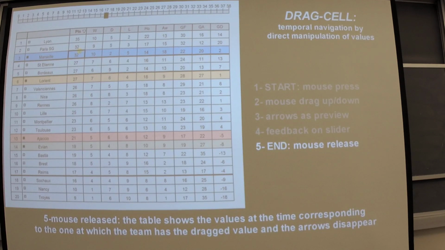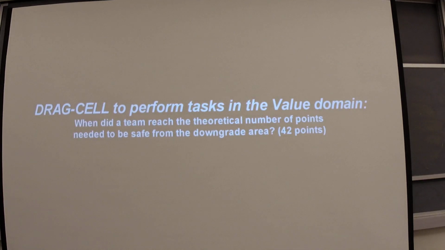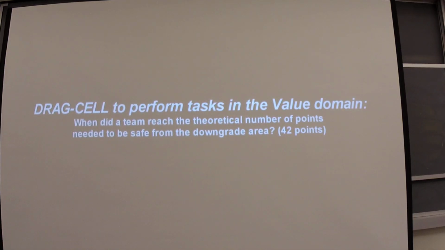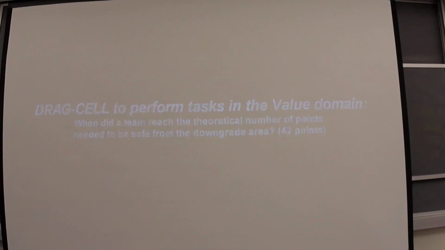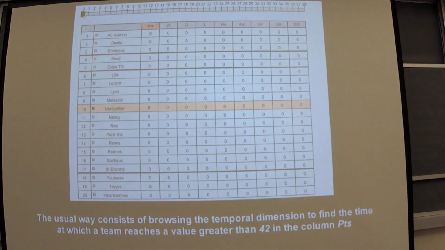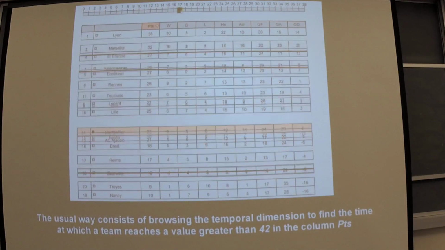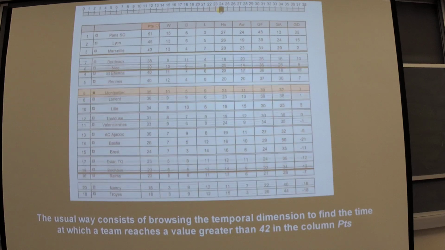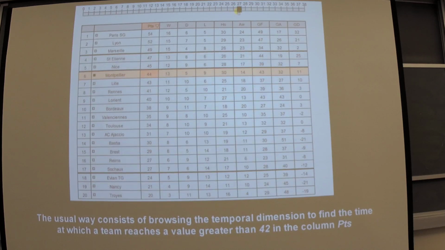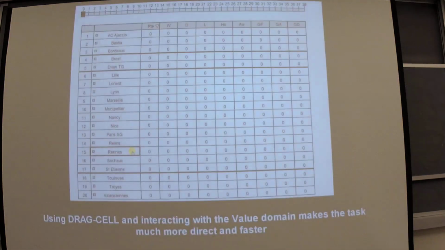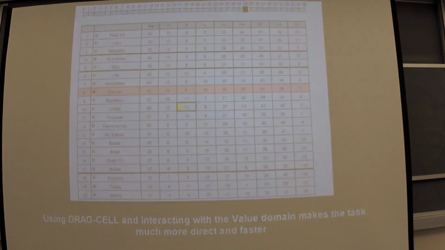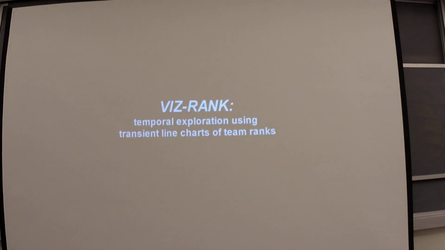For example, let's answer the following common question addressed by soccer analysts. When did a team reach the theoretical number of points, 42, to be safe from being downgraded to the minor league? Using traditional interaction techniques, the user would browse the temporal dimension to find the first time at which a particular team, here Montpellier, obtains a value greater or equal to 42 in the points column. Using drag cell, the user interacts directly with the value domain to perform the task, making the interaction more direct and faster.